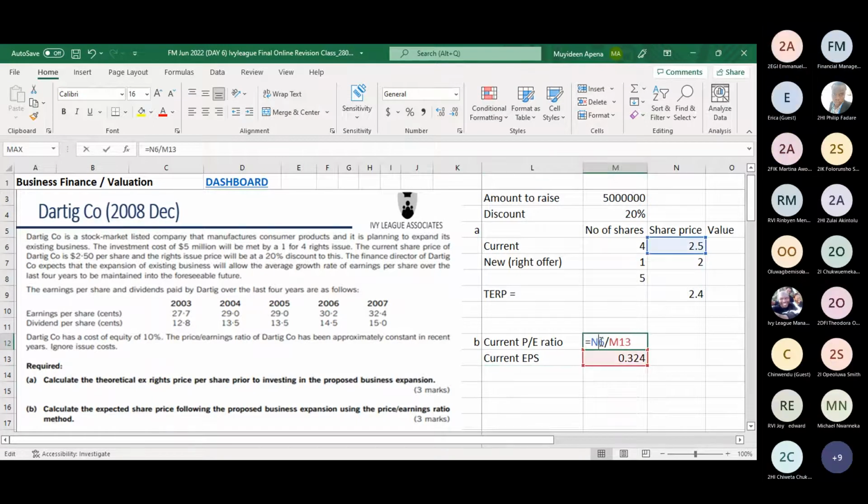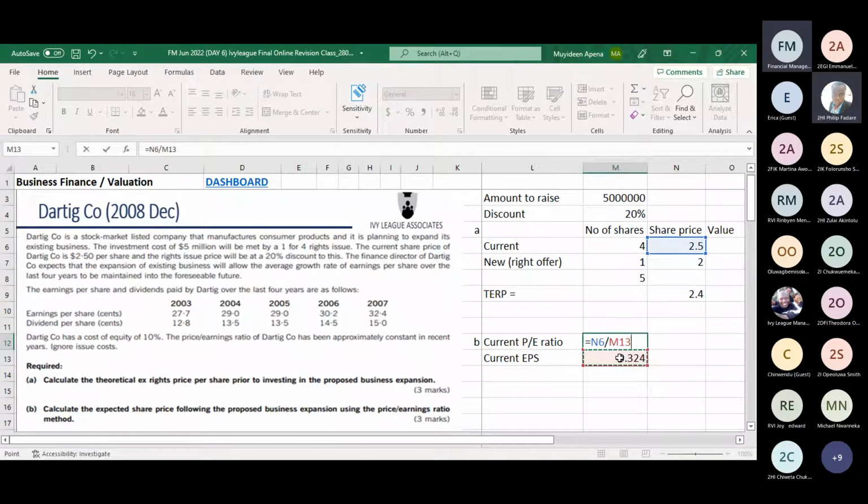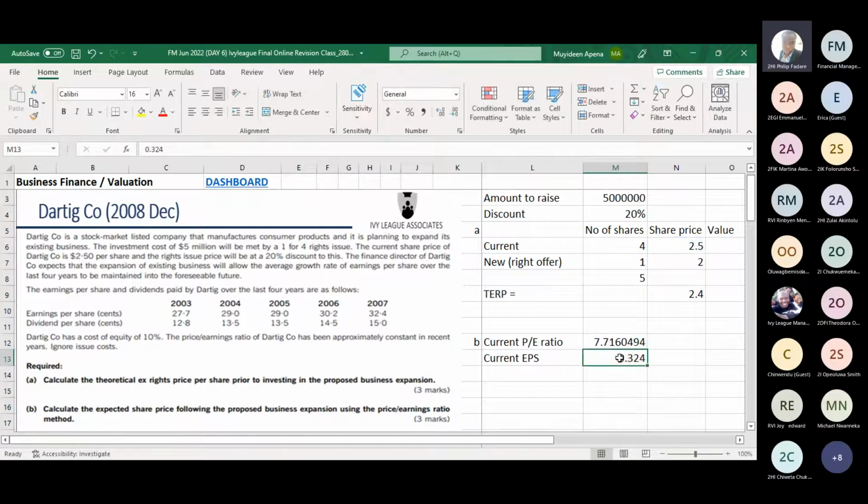The current P/E ratio equals the current share price of 2.5 divided by current earnings per share, which is the earnings per share in 2007. Have you seen that? Yes, sir. Okay. So we've got this. Now this will be taken to remain constant for the purpose of valuation.